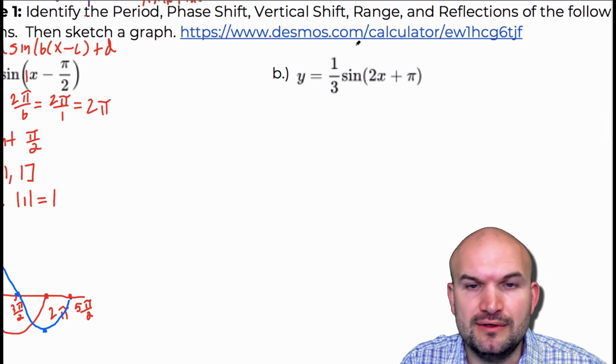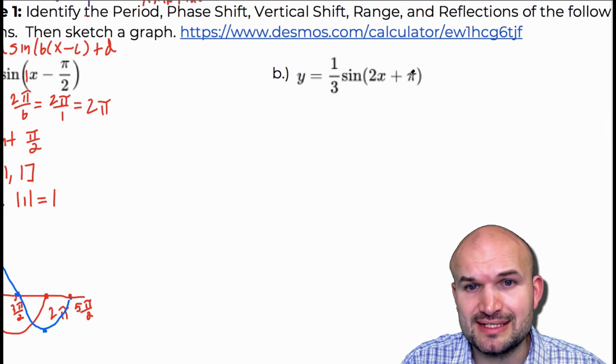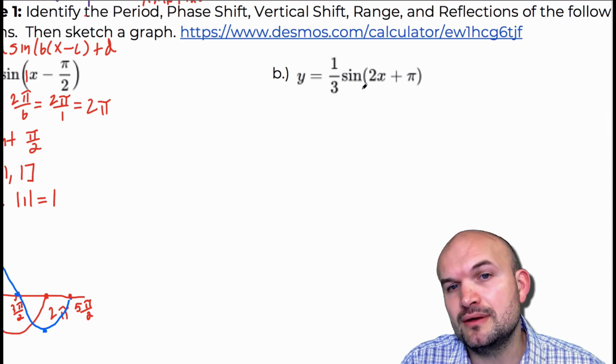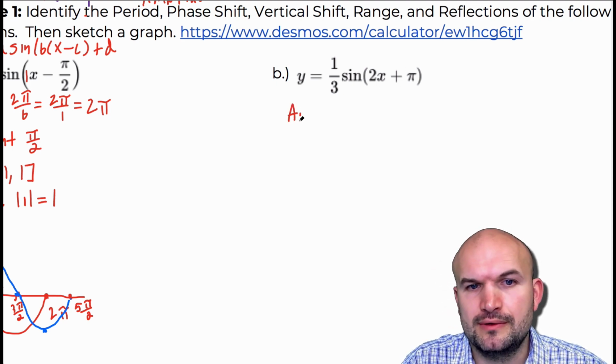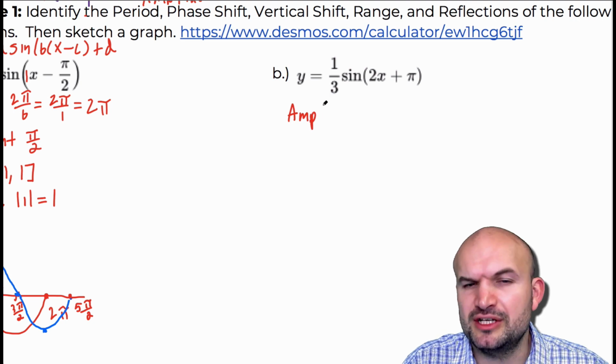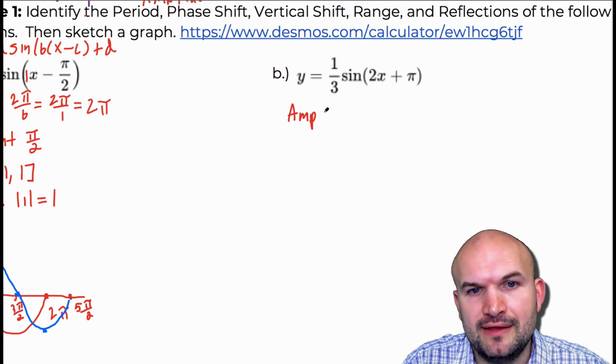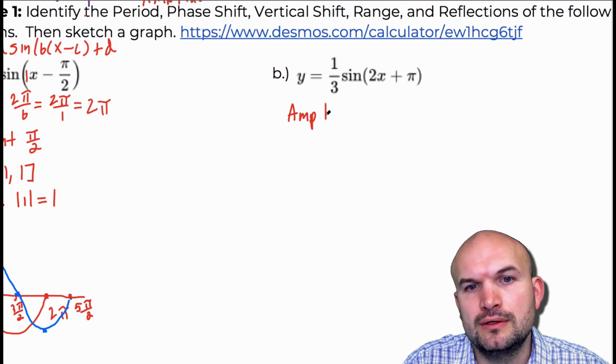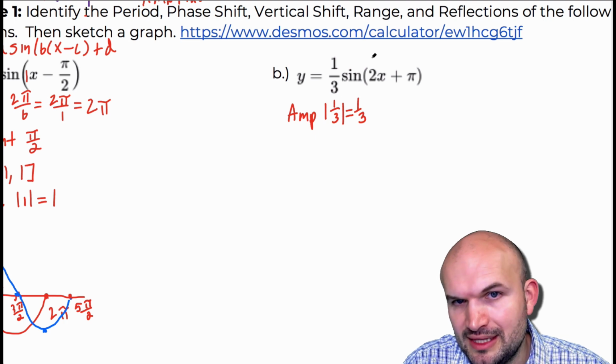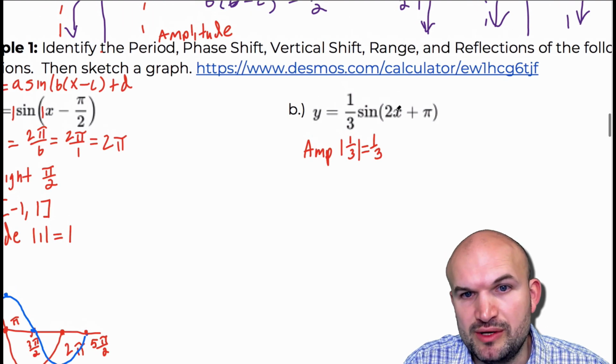Now again, you could write this out. Let's just write amplitude here. I'm just going to abbreviate amplitude, and so that's going to equal the absolute value of 1/3, which is just equal to 1/3. Now, I don't really like this with the bx minus c, because we have a b and we have a c, and we want to write it like this.